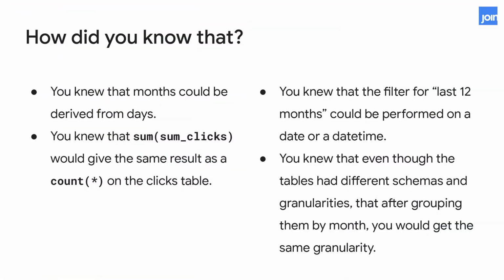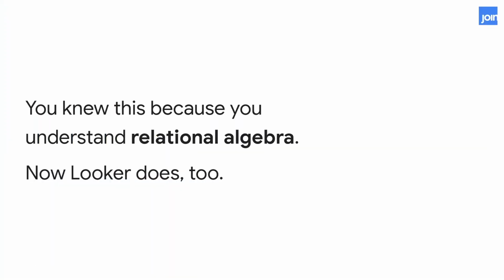Well, first of all, we knew that months could be derived from days or from the actual atomic timestamp. We also knew that the sum of clicks would give the same result as the count star on the clicks table. We knew that the filter for last 12 months could be performed on a date or a date time. And finally, we knew that even though the tables had different schemas and granularities, after grouping them by month, we would get the same granularity in our result set. You knew this because you innately understand something called relational algebra. And now Looker does too.